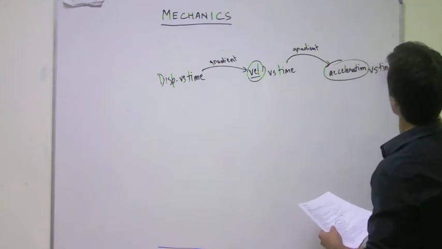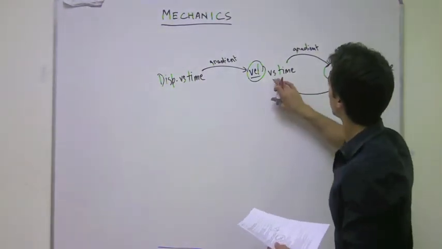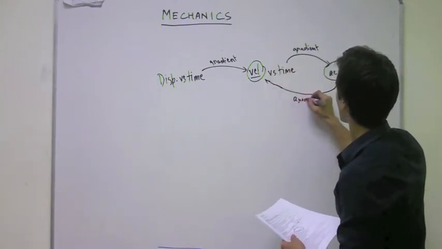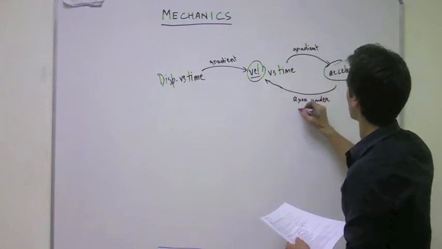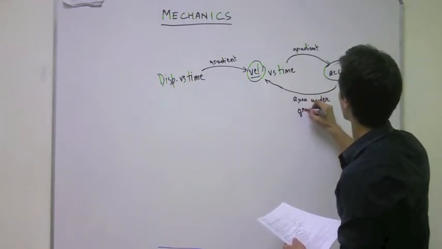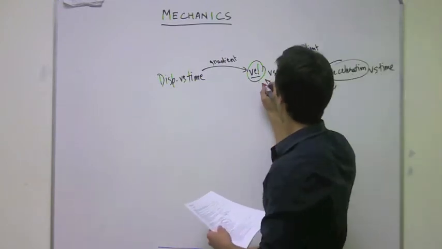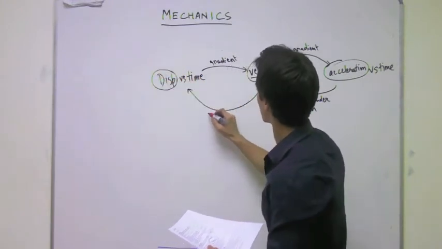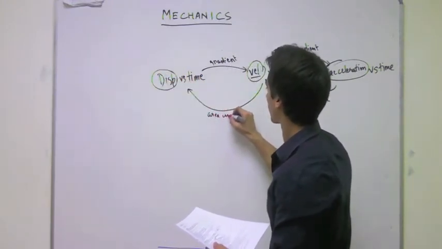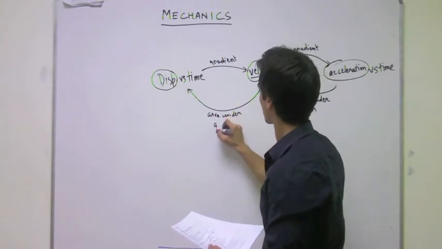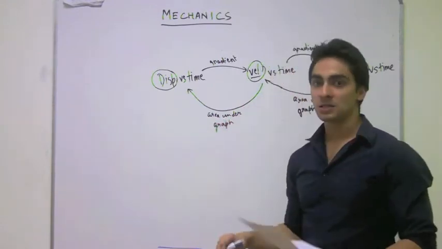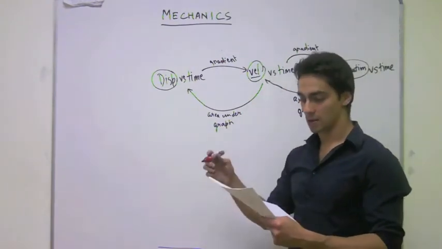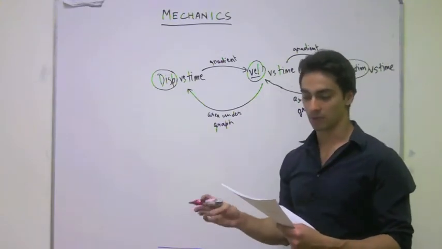And in an acceleration versus time graph, if you take the area under the curve, you should get the value of velocity. And also if you take the area under the velocity versus time graph, you should get the displacement. Then just give the student a few examples on how they can work out the graphs and get this information from the relevant graphs.